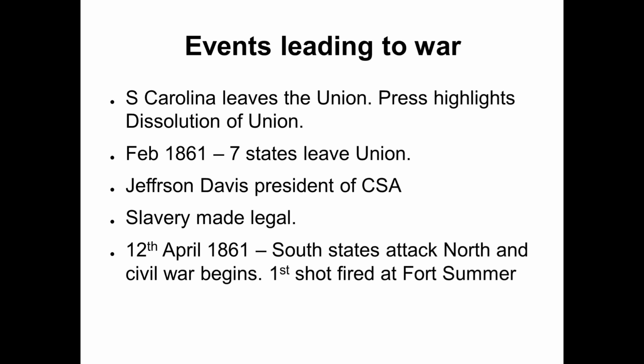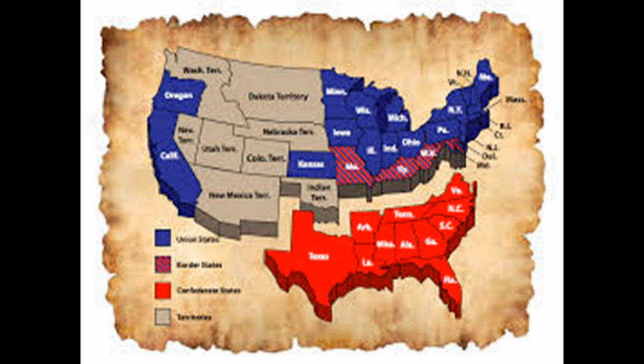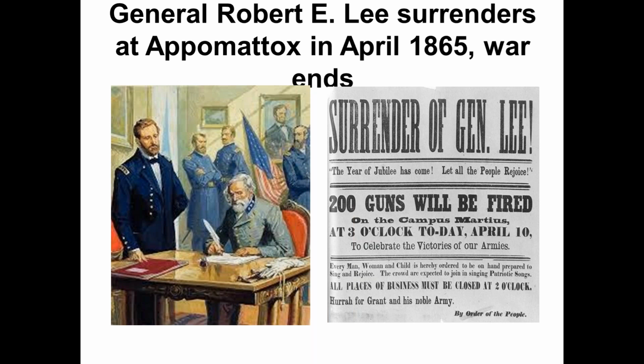The blue ones on your screen are the northern states. The red ones are the southern states. The checkered ones are the free states. The entire map is the current USA. Finally, General Robert E. Lee surrenders at Appomattox in April 1865 and thus ends the war. You see the surrender picture, the newspaper clippings here. So this is how the war ended.